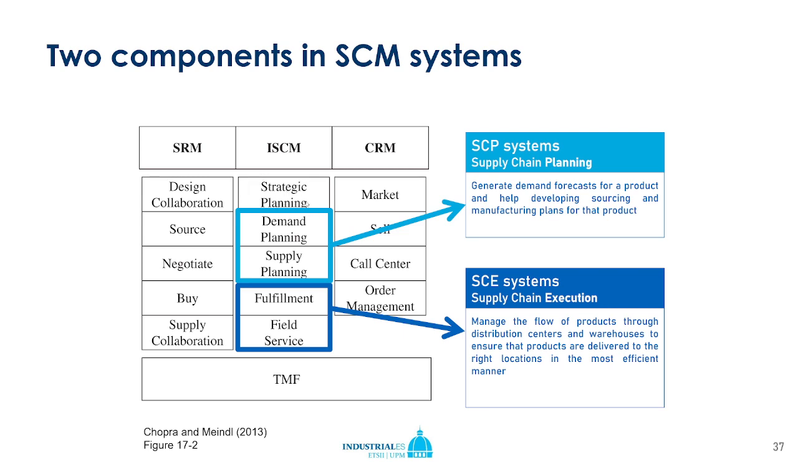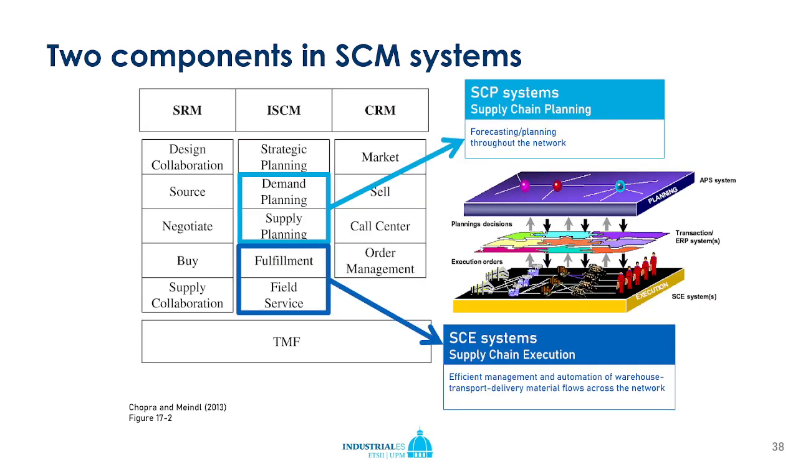Strategic planning doesn't have a system per se, although there are tools out there you can use to define some aspects of your strategic planning, such as your network design, so where you are going to locate your facilities, what their capacities are, and so on. It's something you can also assist by means of systems, mainly operations research and other tools. But we are going to focus here on these two levels, which are planning and execution.